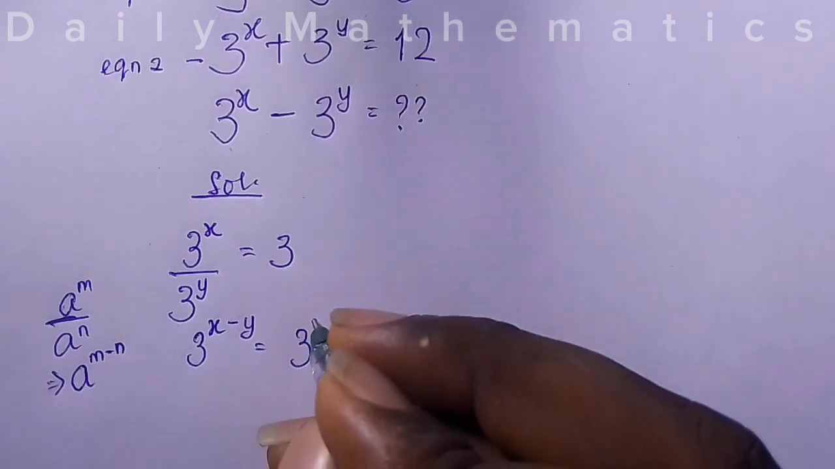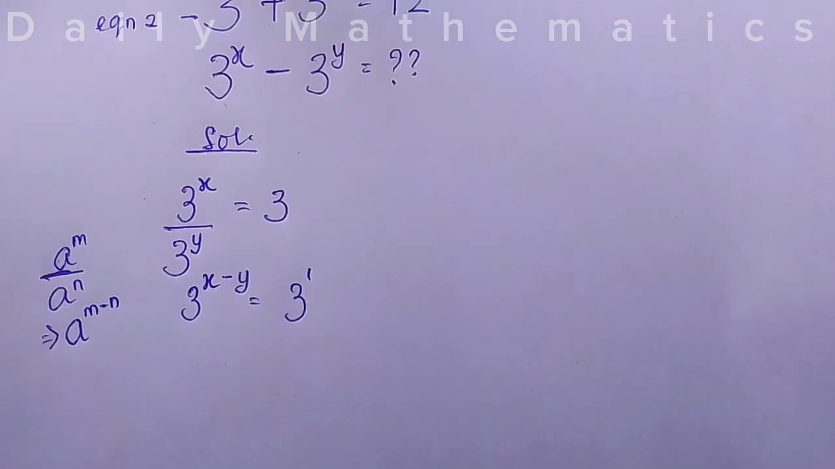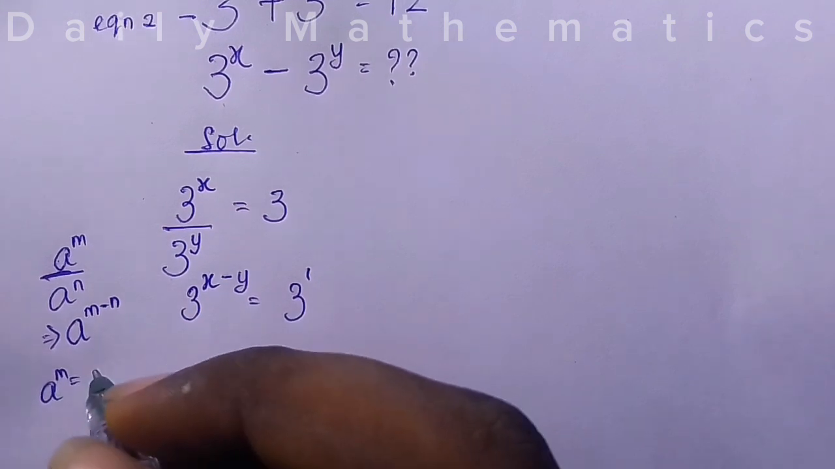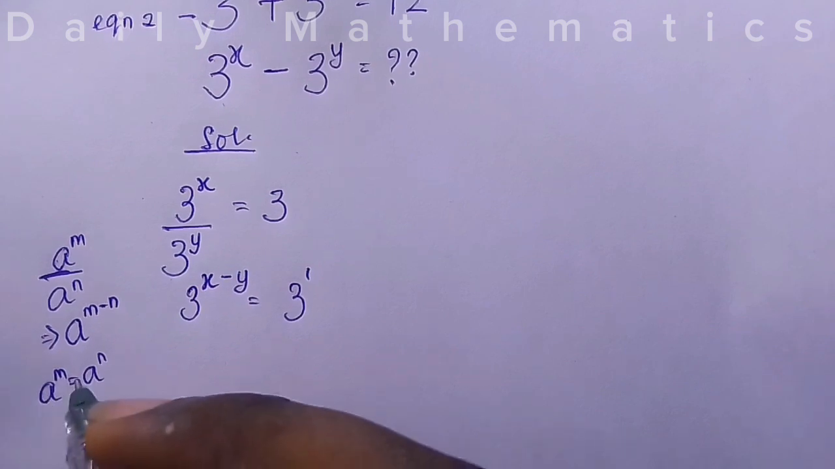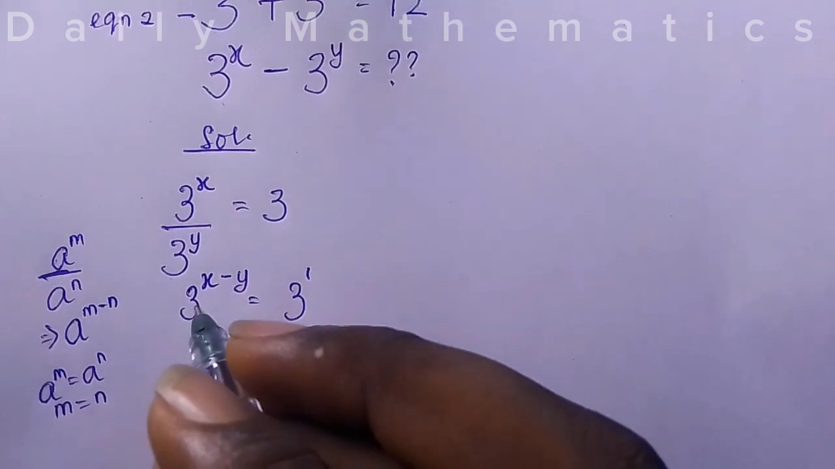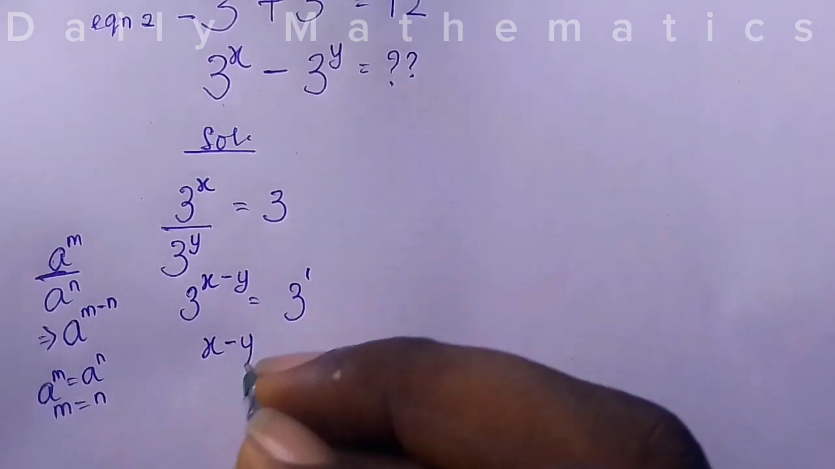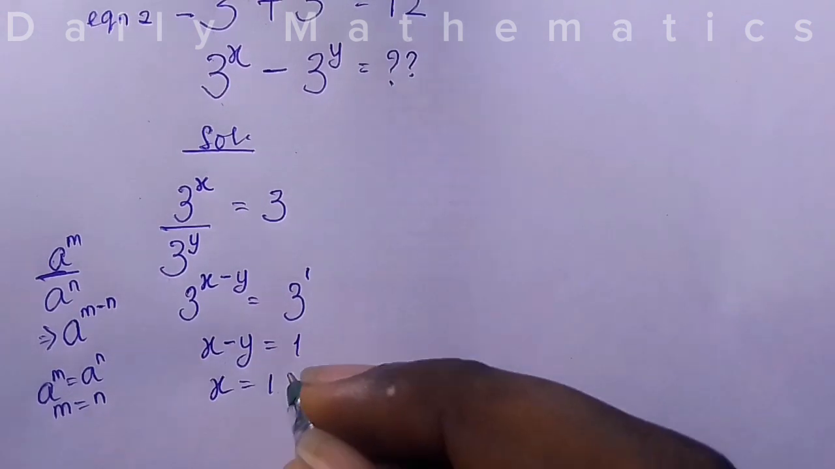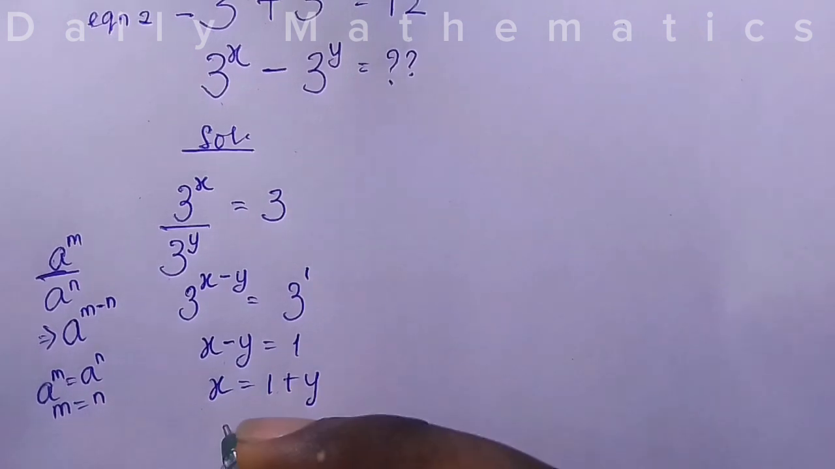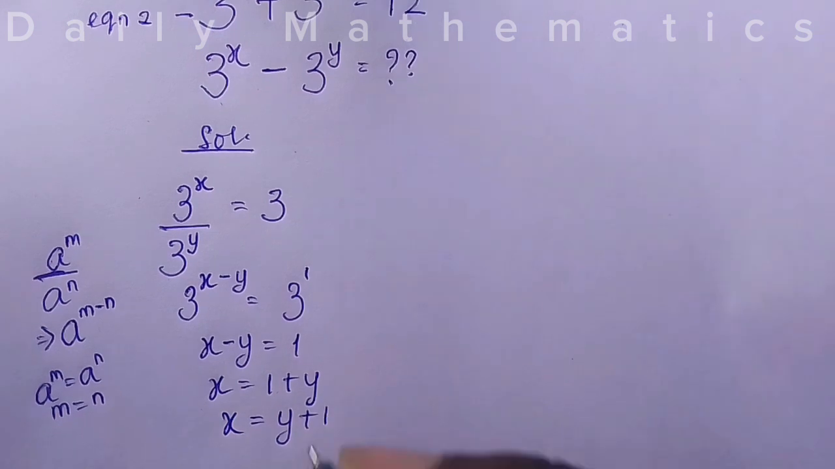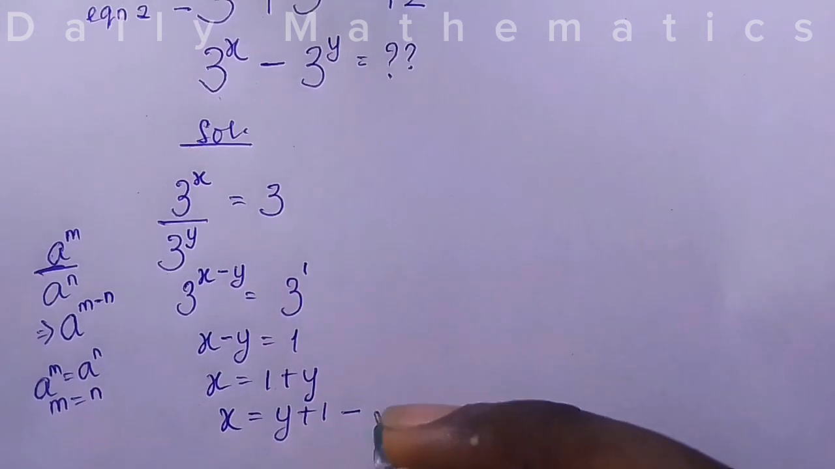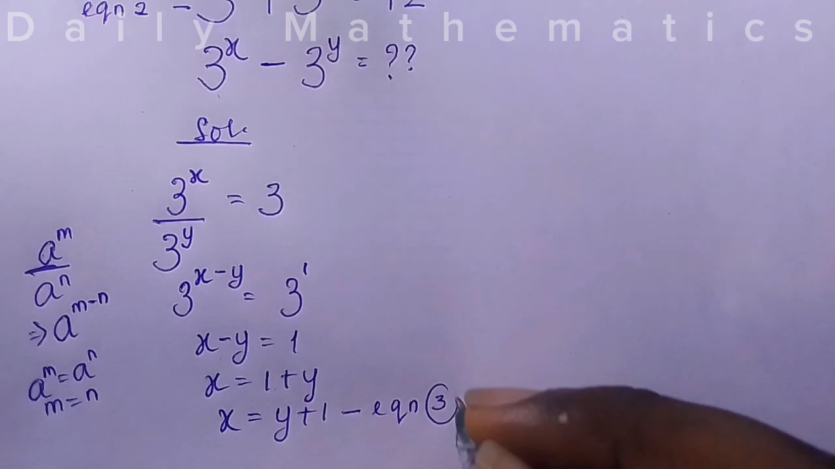And 3 is still the same thing as 3 raised to the power of 1. Also recall that when we have a^m equals a^n, when the bases are the same and we have an equal sign in the middle, we equate the powers, m equals n. That's the same thing we'll do here. So we have x minus y equals 1, which gives x equals 1 plus y, which can also be written as x equals y plus 1. We will name this equation 3.